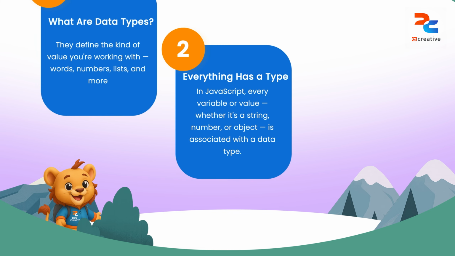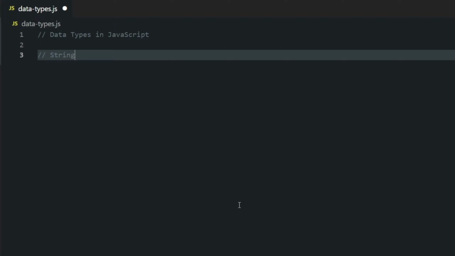We'll start with the simpler ones, known as the primitive data types, and then move on to non-primitive data types like objects and arrays. Primitive data types are the most basic data types in JavaScript. The five main primitive data types are, I'll write here: the first one is string, the second is number, the third one is boolean, the fourth one is undefined, and the fifth one is null.